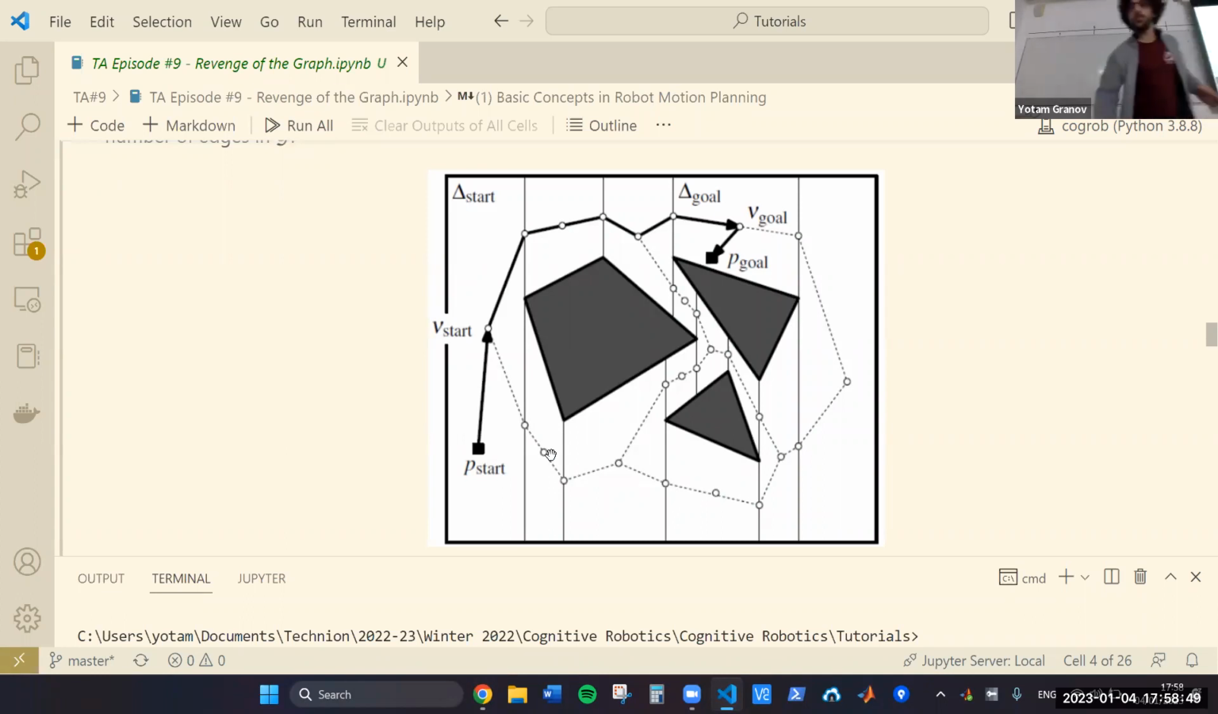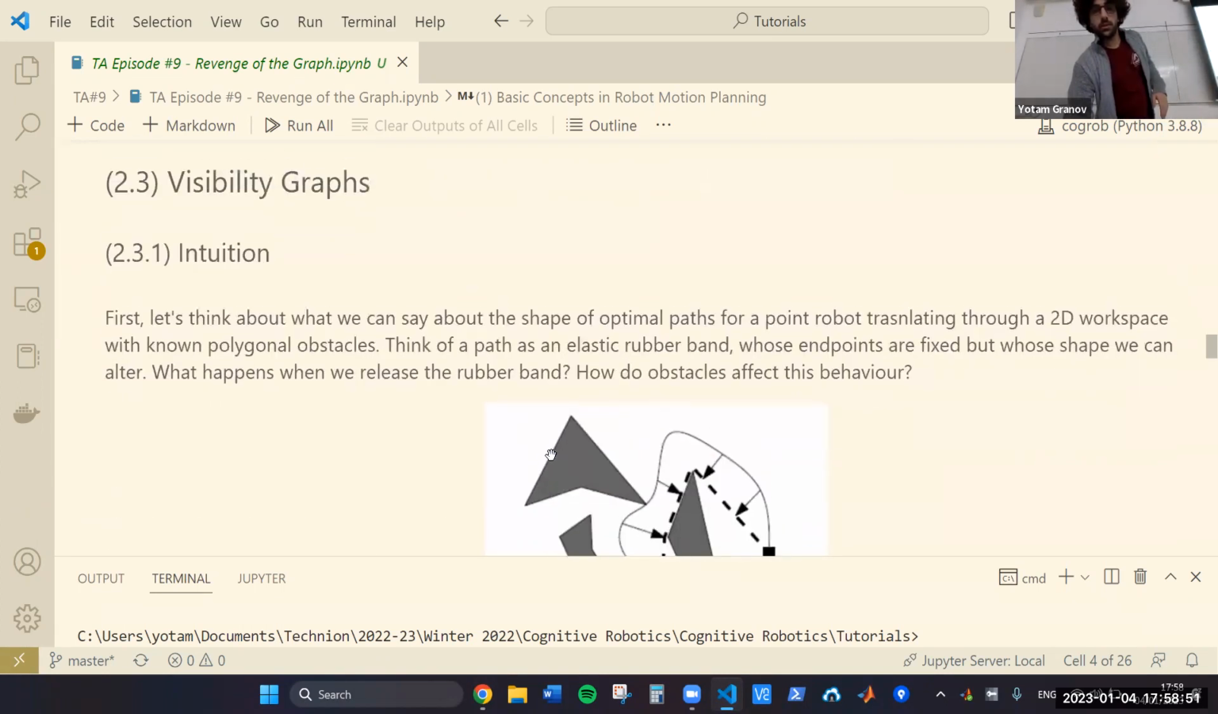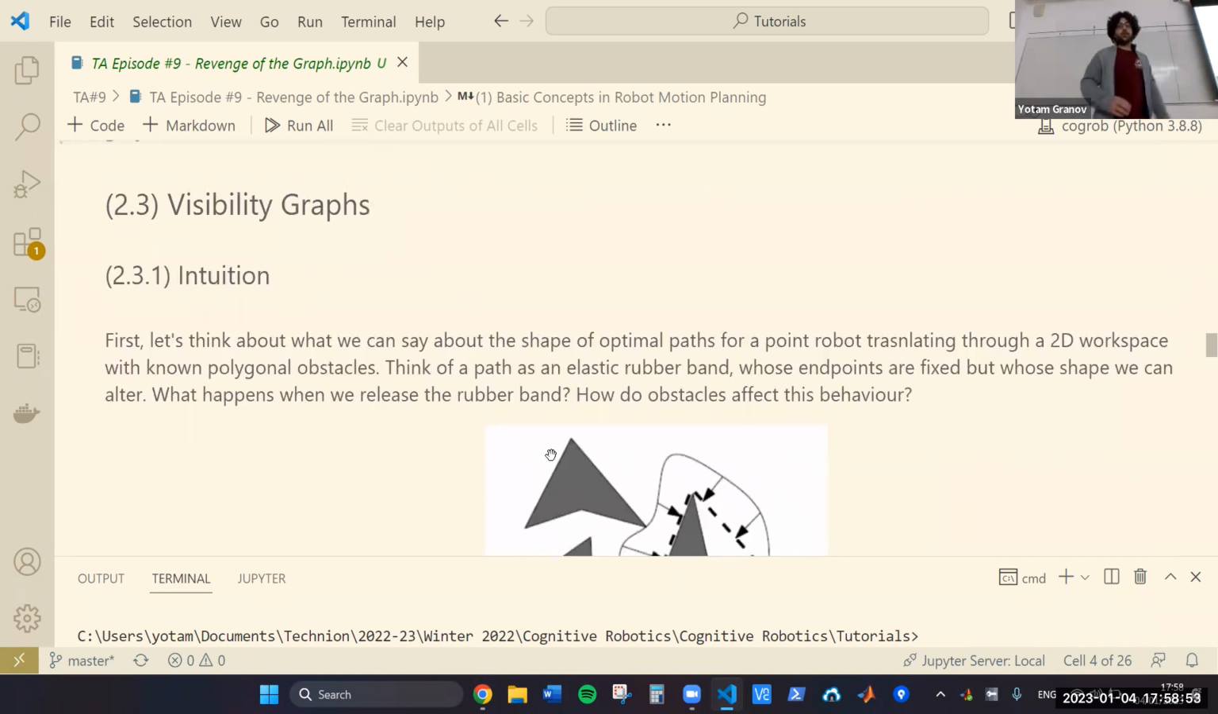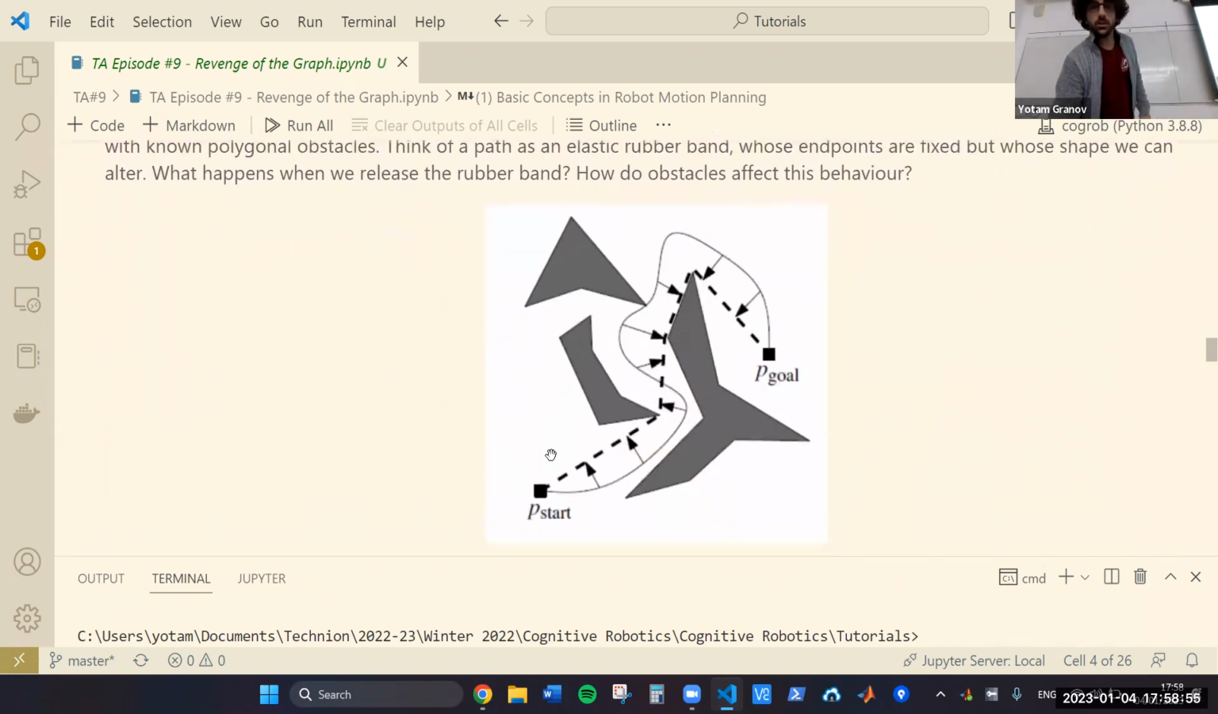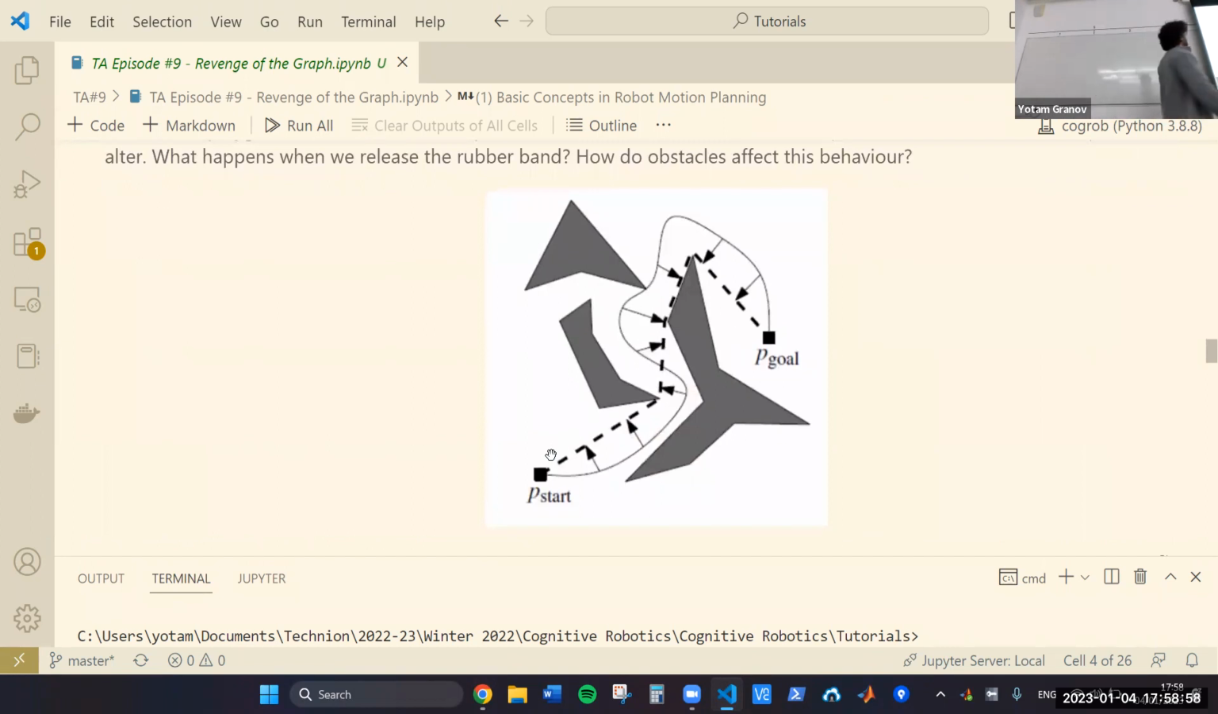How do we reconcile this? This is where visibility graphs come in. So let's give a little bit of intuition. If I want to look at an optimal path between a start and a goal point, again, we'll assume that we're in a world where it's 2D, we have a point robot, it's translating in space, and then all the obstacles are polygonal, which is important for this.